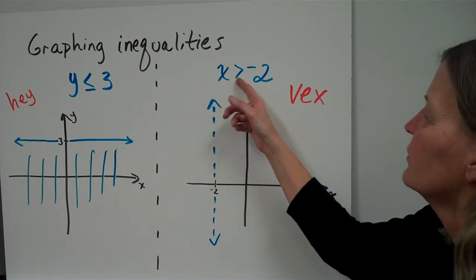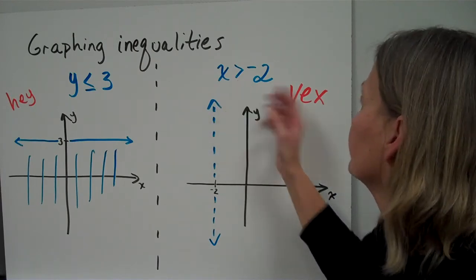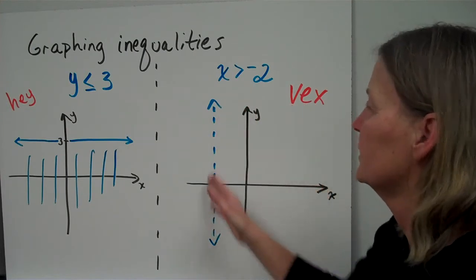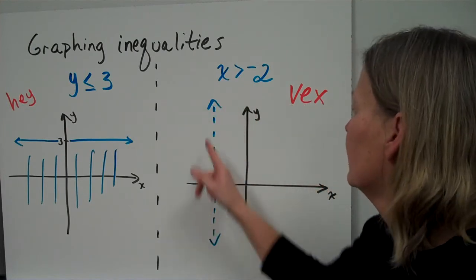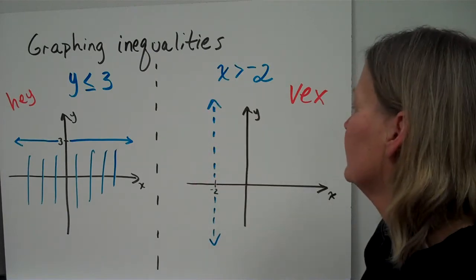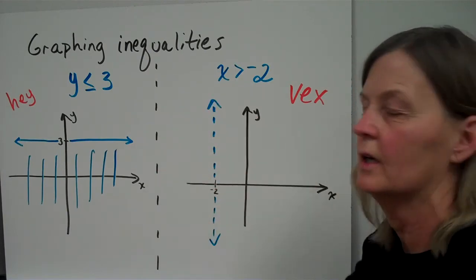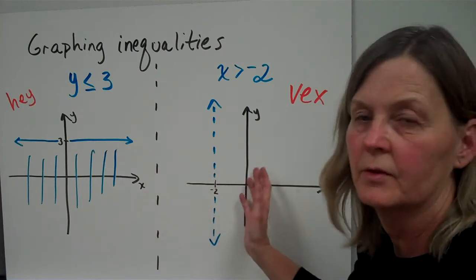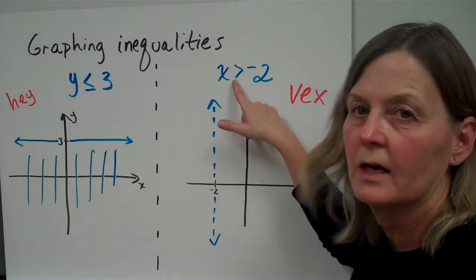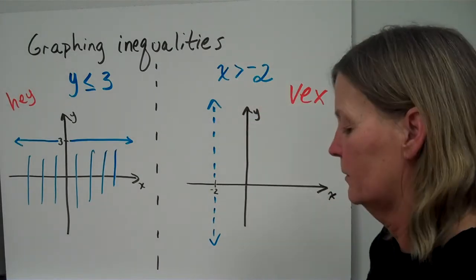This inequality is x is greater than negative 2. That's of x. X equals is a vertical line. So I drew a vertical line through negative 2, and it's dotted because there's no equal sign. Now we have to decide on shading. Well, this is obviously not above or below, so we need to think on this situation. Where are the x's greater than negative 2?